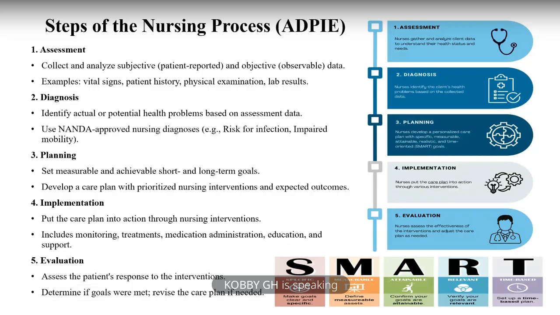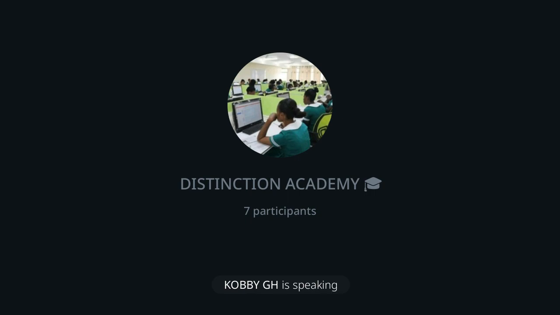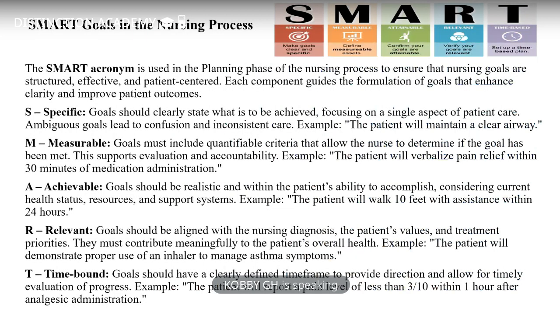Okay, so like I said, SMART. When you are setting goals in the nursing process, it should be SMART. We use the acronym SMART. It should be specific, measurable, achievable, relevant, and time bound. You don't set a goal without indicating the time frame. The goal should have a clearly defined time frame to provide direction and allow for timely evaluation.